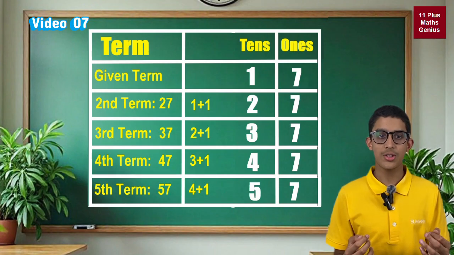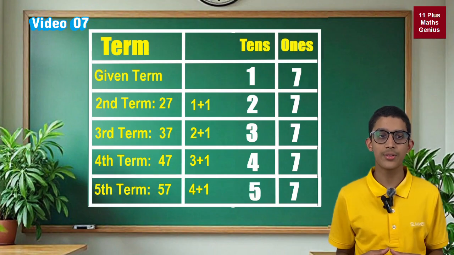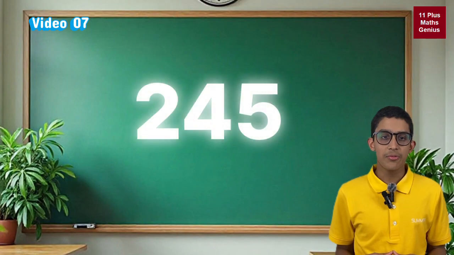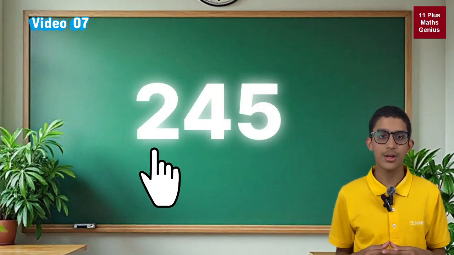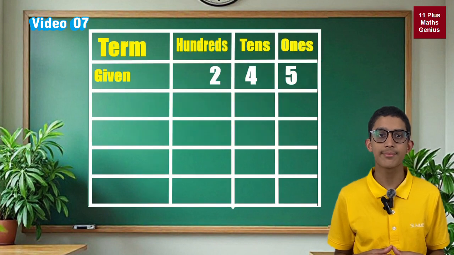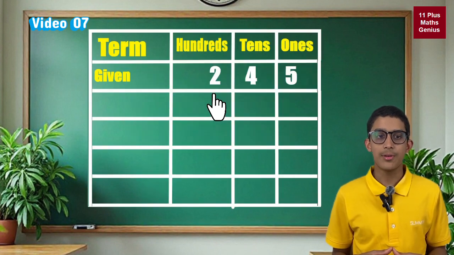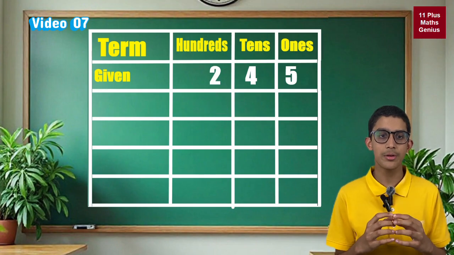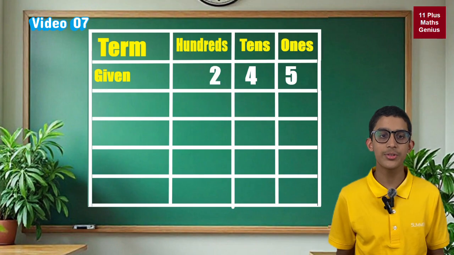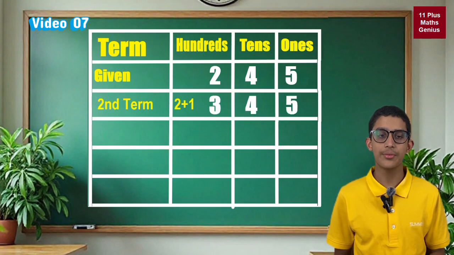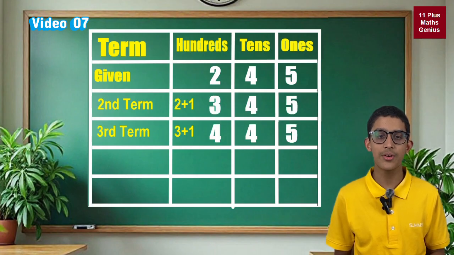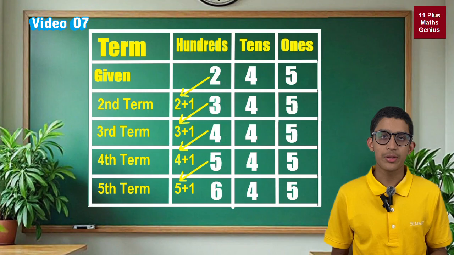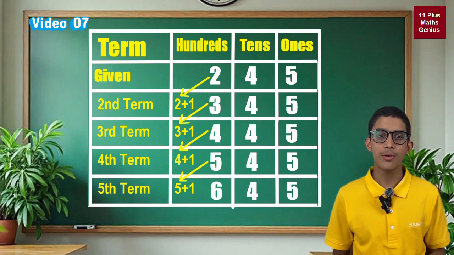Let's try to change the hundreds position of a given number. Make 4 numbers from 245 by adding 100 each time. Here, ones and tens will be the same. We will add 1 in the hundreds position to create the next number. So we get 245, 345, 445, 545, 645, and so on.